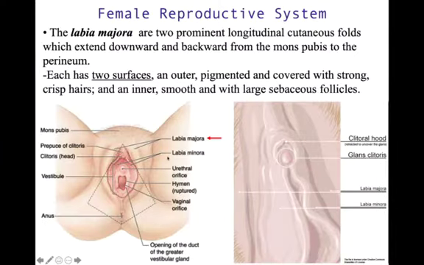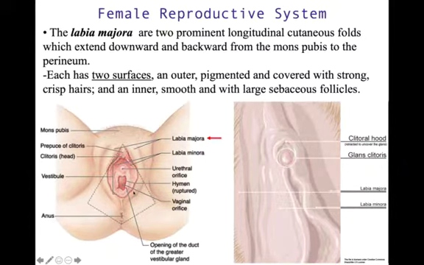Now outside, again, this is the external genitalia of a female. This is not the vagina. This is actually what we call the vulva. That's a term we give to the external genitalia of a female. And what you see are two lip-like structures. This larger one outside is a prominent longitudinal cutaneous fold, so it's skin. It's going to have hair. It extends from the mons pubis to the perineum, which is in the back. So these are called the labia majora.